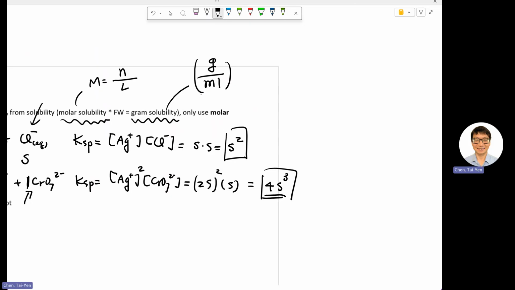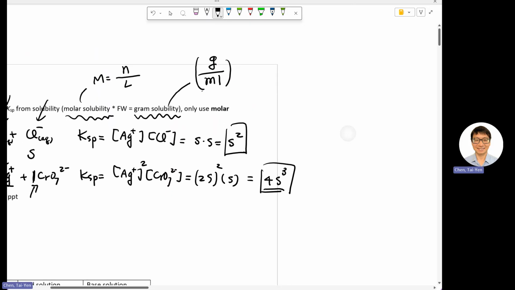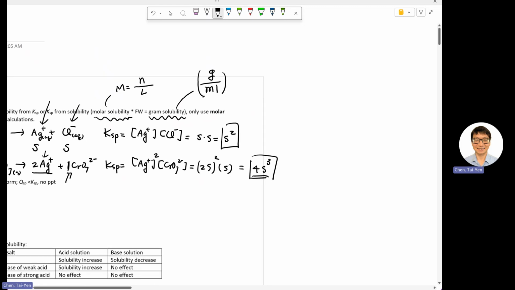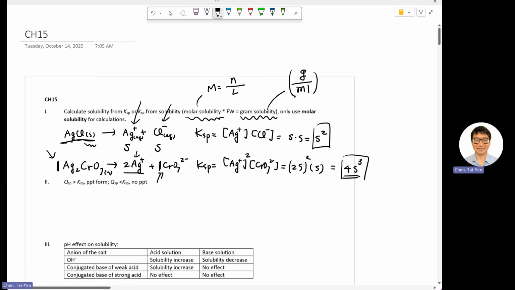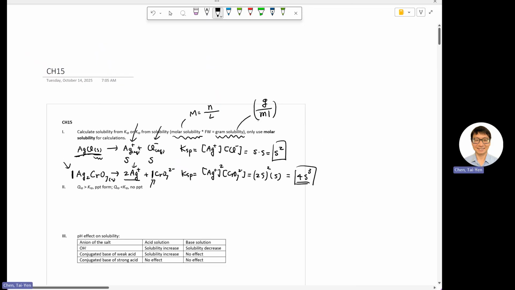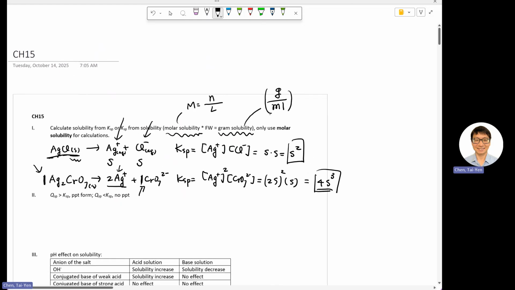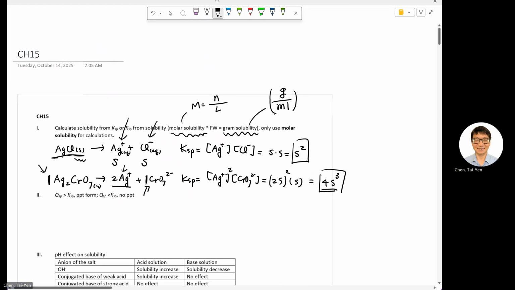Any questions so far? No? Okay. Just to let you know, chapter 15 is very simple. Calculation-wise, it's very straightforward. This is the part you need to be very careful about. That's pretty much it. So let's do some questions.